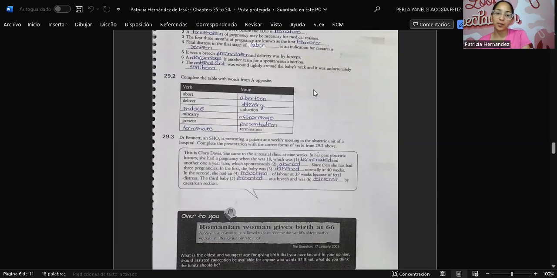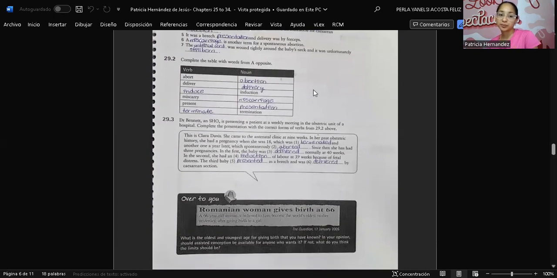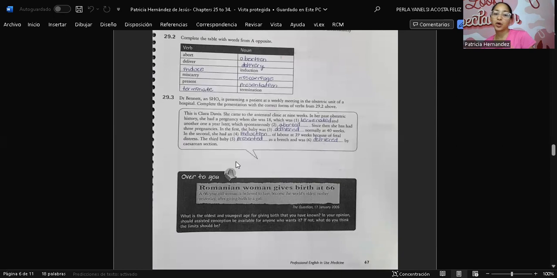29.2. Complete the table with words from A opposite. Verb and noun. Abort, abortion. Deliver, delivery. Induce, induction. Miscarry, miscarriage. Present, presentation. Terminate, termination. 29.3. Dr. Bennett, a senior house officer, is presenting a patient at a weekly meeting in the obstetric unit of a hospital. Complete the presentation with the correct forms of verbs from 29.2.